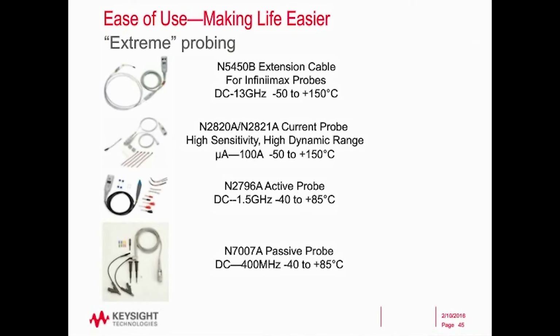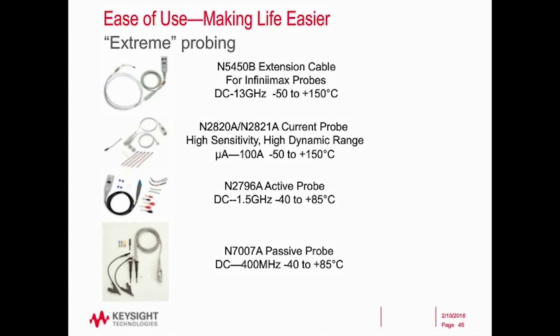The first one would be a category of probes that we've done for extreme probing conditions. Starting at the top there, just an example, is our N5450B extension cables. These are a set of cables that you can connect to the end of our InfiniiMax differential probes, and you can make measurements from DC to 13 gigahertz with your part in the chamber running from -50 to 150 C. That's because the cable puts the active part of the probe outside the chamber so it's not affected by the high temperature.